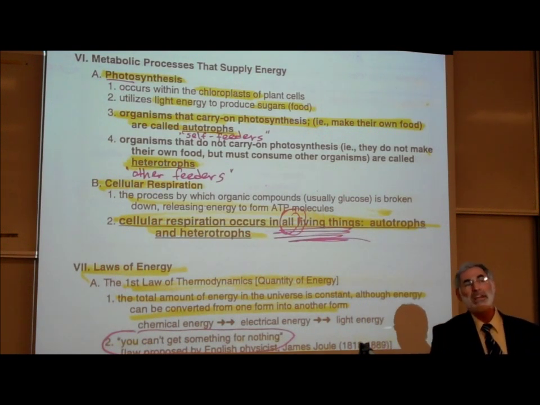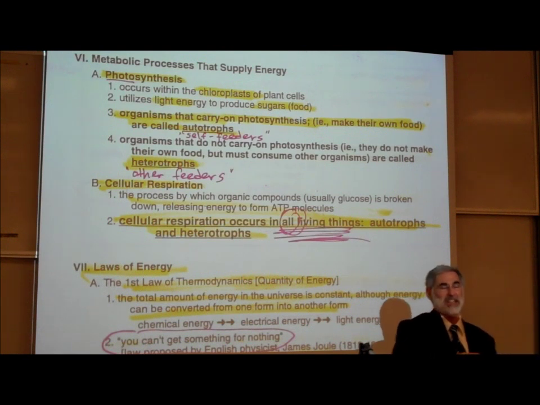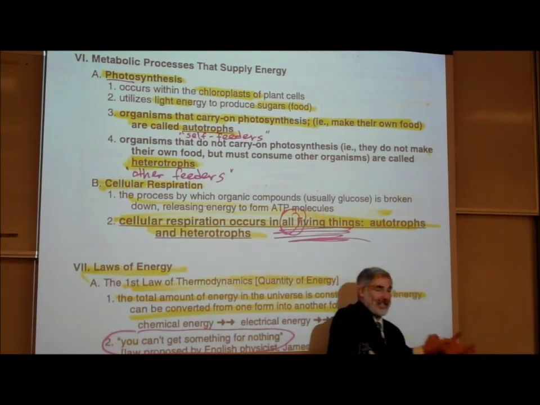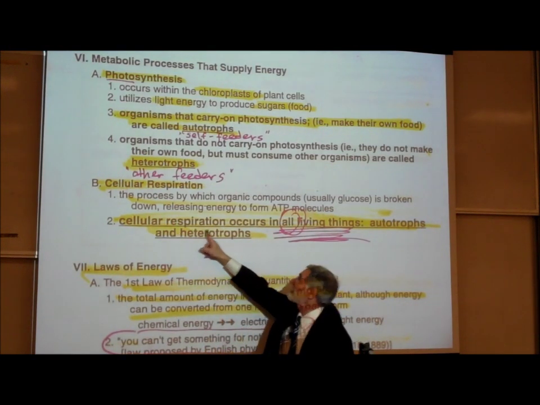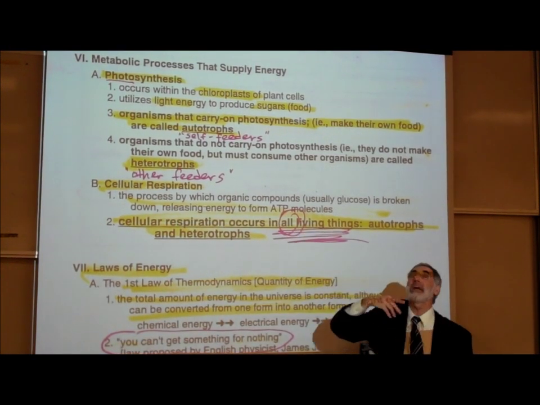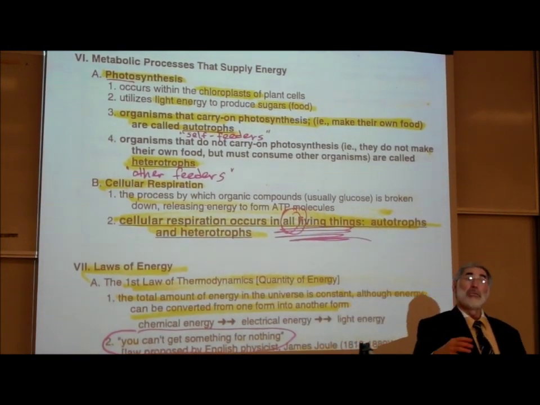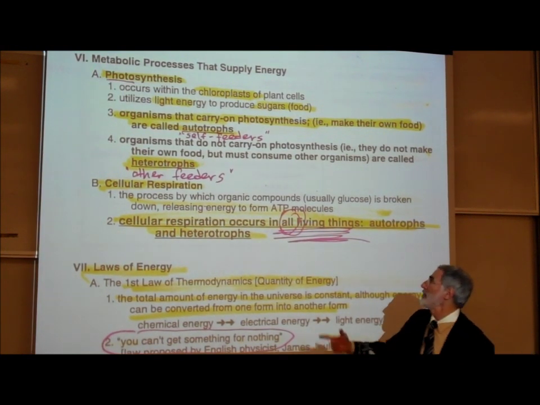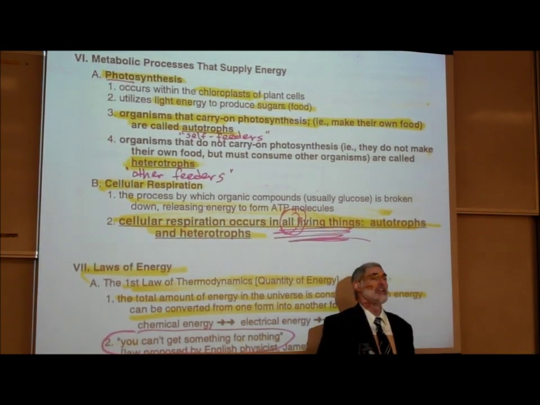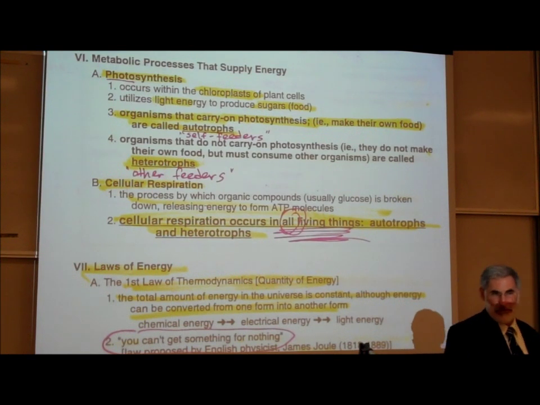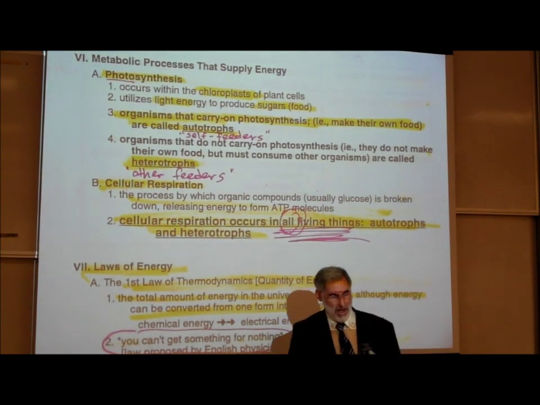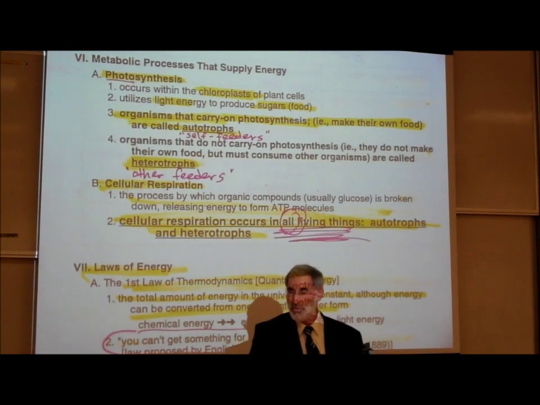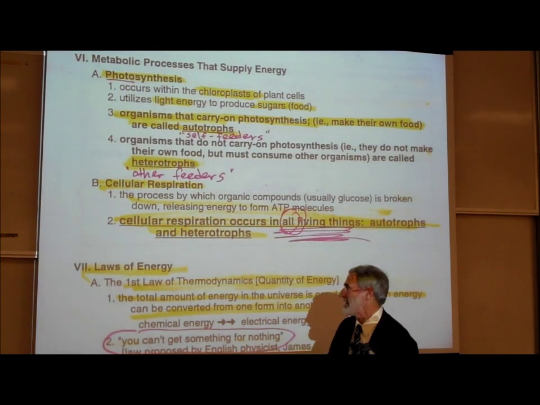But once an organism has food, either having made it itself, as in the case of plants, or ingested, consumed another organism, all living things break down the food, releasing energy in order to make ATP. So cellular respiration is a fundamental process that occurs in all living things, plants as well as animals. So I hope you got that.